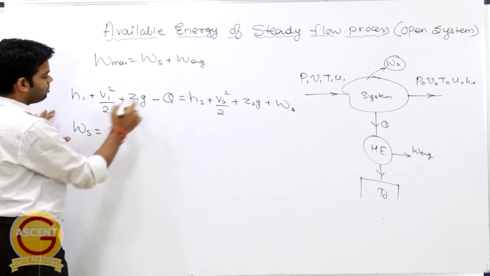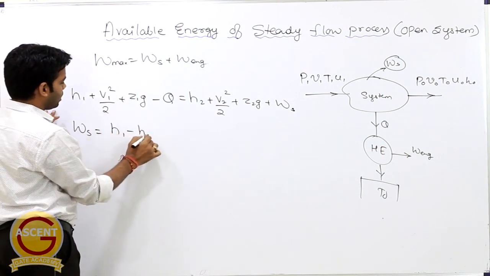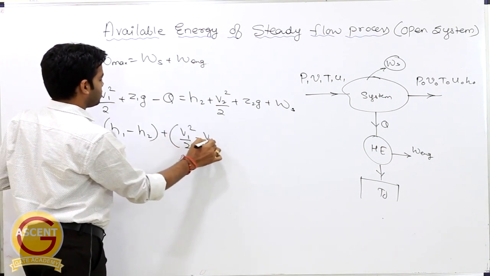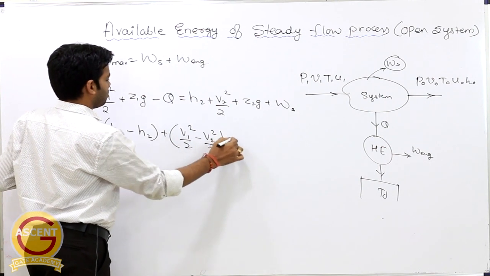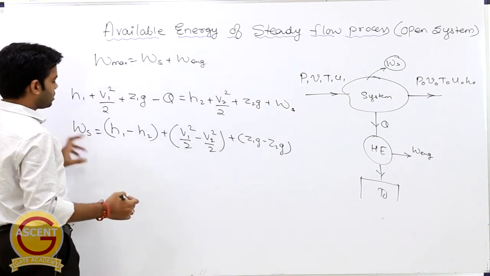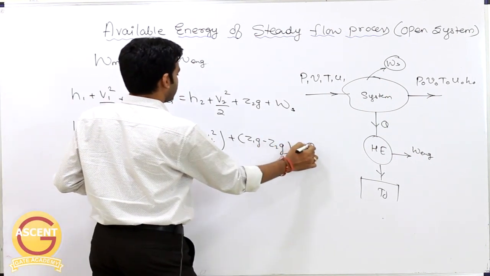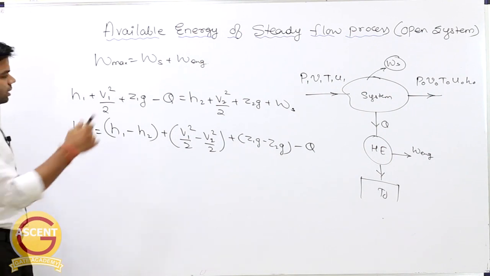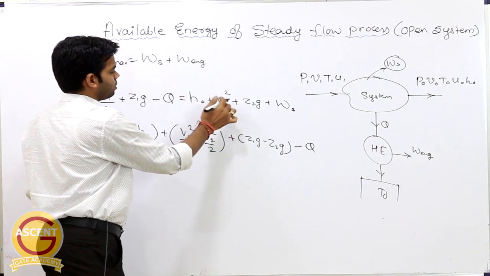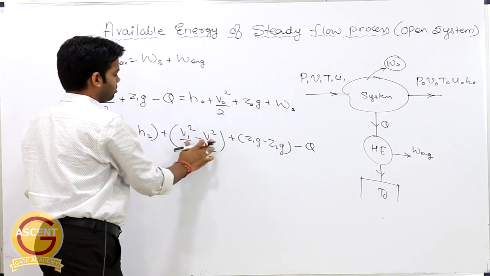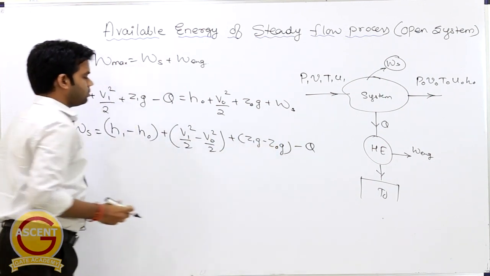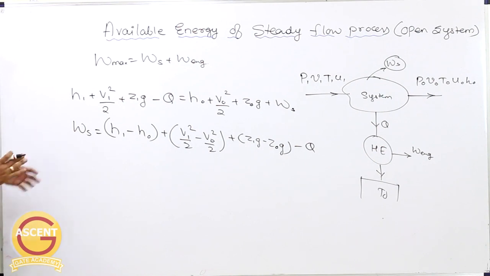Now from here we can determine this shaft work. So this shaft work will be equal to H1 minus H2, plus V1 square by 2 minus V2 square by 2, plus Z1G minus Z2G. Getting this? Now apart from this there will be minus Q. And the final condition is 0, not 2, so this will be V0, H0 and Z0. Clear or not? So this is the total shaft work.